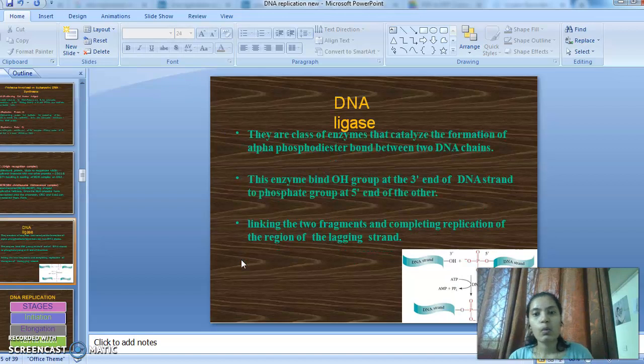Now DNA ligase. What is the role of DNA ligase? The role of DNA ligase is to seal both the ends. So whatever new strands are synthesized will be sealed using DNA ligase.